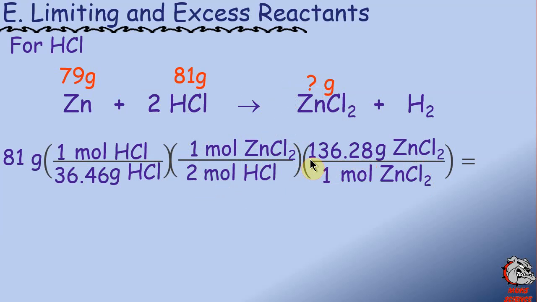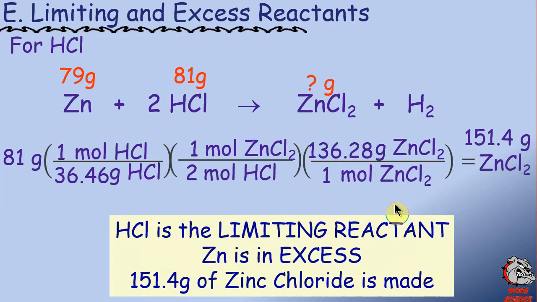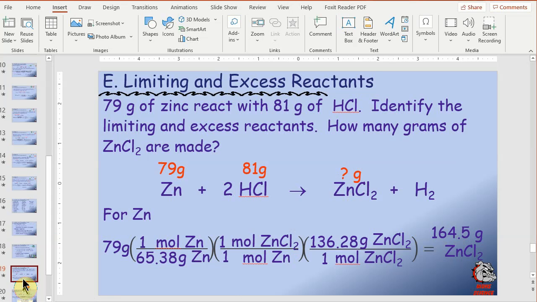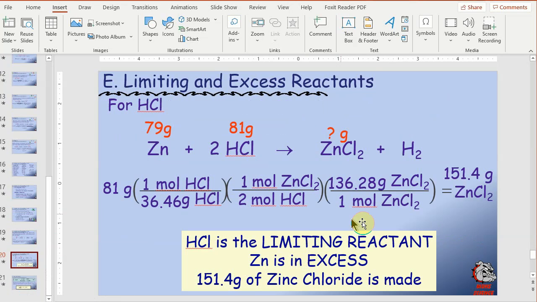Again, you didn't have to do this step to determine your limiter, but if you want the grams, you've got to do the last step. You could save yourself one step by not doing this last term after you calculate your moles. When I calculate this, I get 151.4 grams of zinc chloride. What that tells me is this is my limiting reactant. So HCl limits my reaction. Zinc is in excess, and I'm going to end up with 151.4 grams of zinc chloride. That's because our calculation for zinc was 164 versus 151 for the HCl. 151 is less than 164, so HCl is our limiting reactant. And again, you didn't have to do the last part to determine the limiter. Moles is fine just for that part.